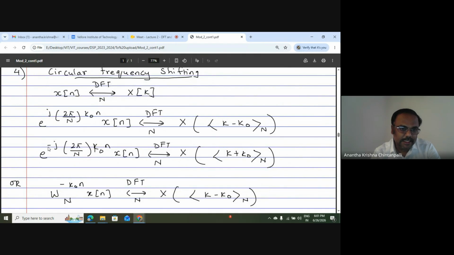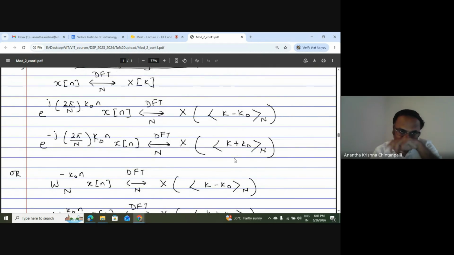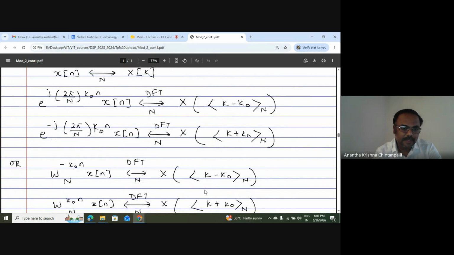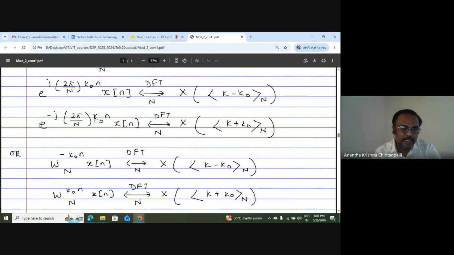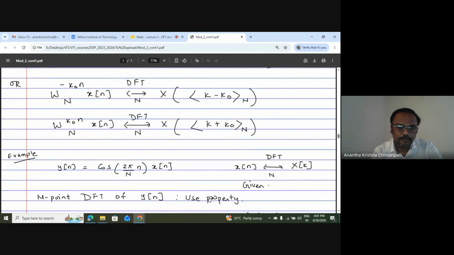Similarly, if you have a minus term here, this becomes plus. Now, the same thing I can put in terms of the W. So this term is nothing but W to the power minus k naught n, capital N, x of n would be the same thing as this. Similarly, this term I can put as W N k naught n, x of n, whose N point DFT is capital X of k plus k naught modulo N.